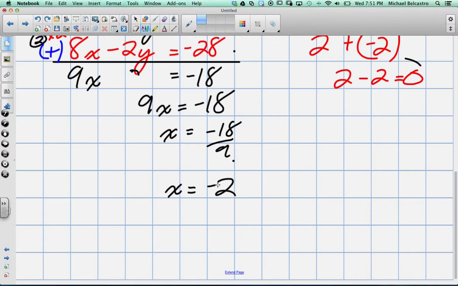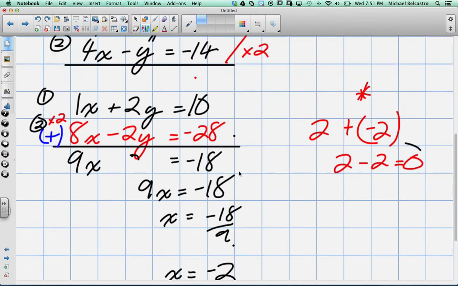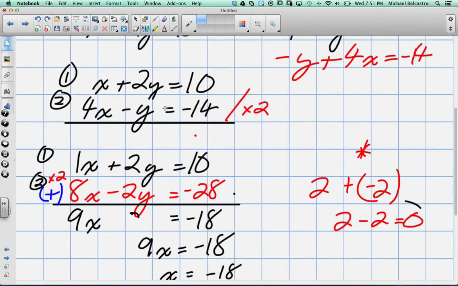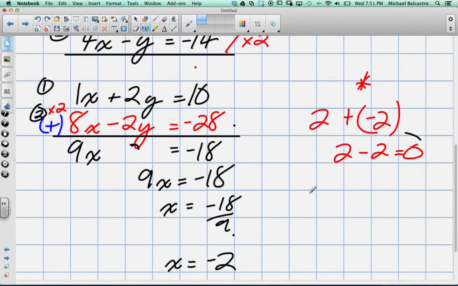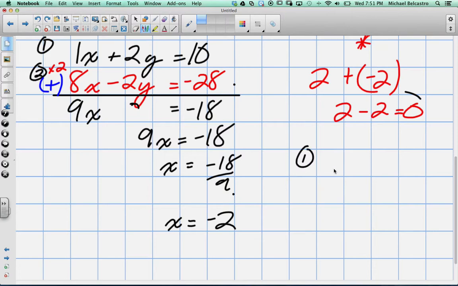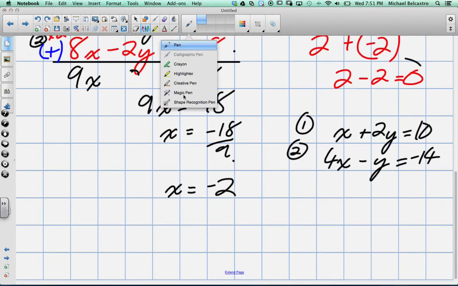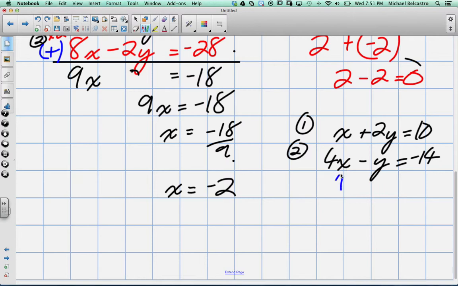Now, from here, a lot of the time they tell you it's really easy just to substitute the number in and solve. But we're going to go about this a little more difficult. I want to do the exact same thing we did before, but I want to use elimination to eliminate the x, okay? So I'm going to rewrite the two original equations. Equation 1 was x plus 2y equals 10, and equation 2 was 4x minus y is equal to negative 14.